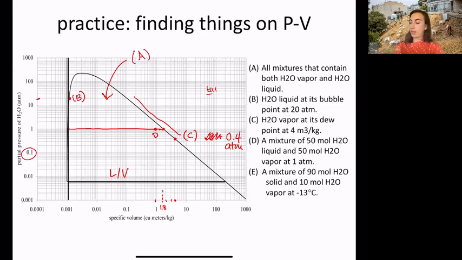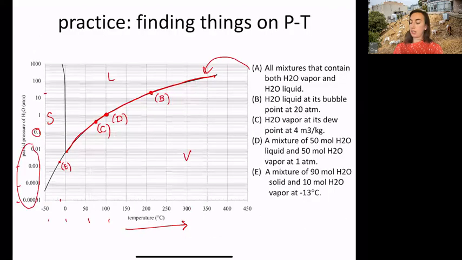Okay, and then the last thing is part E. So we have a mixture of 90 moles of H2O solid and 10 moles of H2O vapor at minus 13C. So if you remember, this down here is our solid vapor coexistence region, so we'll be somewhere in there. And then at minus 13 degrees C, we don't really know what that means on a PV diagram. So that's where it becomes useful to connect back to our PT diagram.